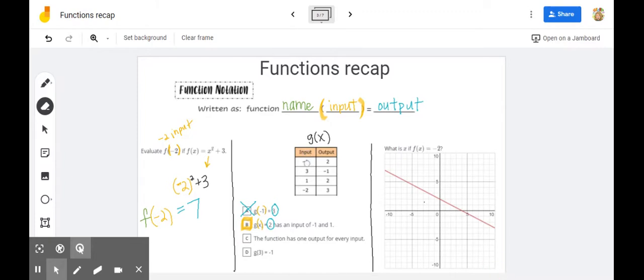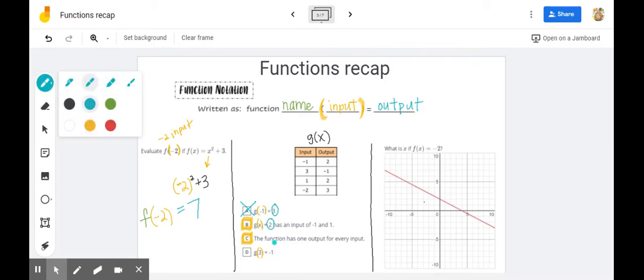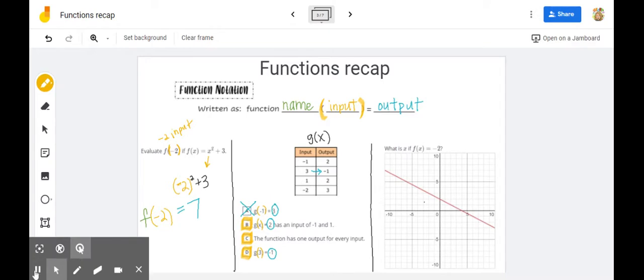Letter C says the function has one output for every one input. So does every input go to only one output? And the answer is yes, because -1 goes to 2, +3 goes to -1, 1 goes to 2, and -2 goes to 3. There is no repeating inputs. The last one says the function of g has an input of 3, but it has an output of -1. So if I go to my input of +3, do I have an output of -1? Yes, I do. So B, C, and D were all truthful statements. The only one that was false was letter A.